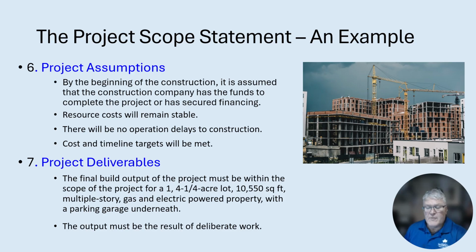Project deliverables include the final build output of the project must be within the scope of the project for a 4 1/2 quarter lot, 10,550 square feet, multiple story build with gas and electric powered for the property units with a parking garage underneath. The output must be the result of deliberate work.